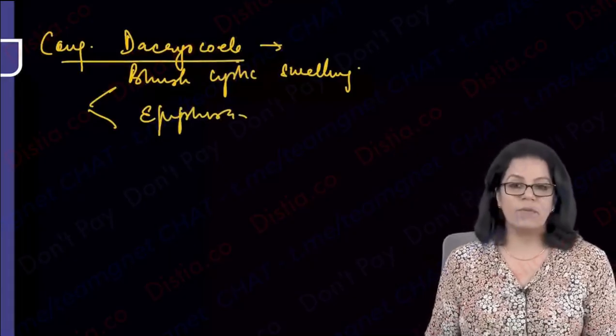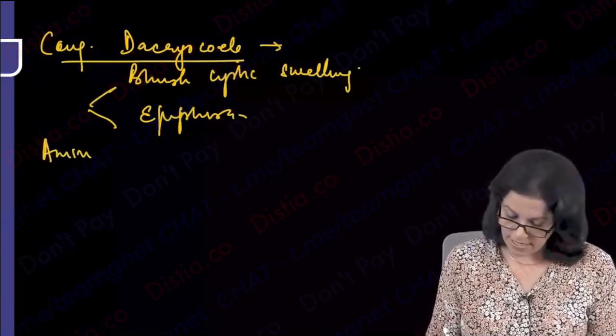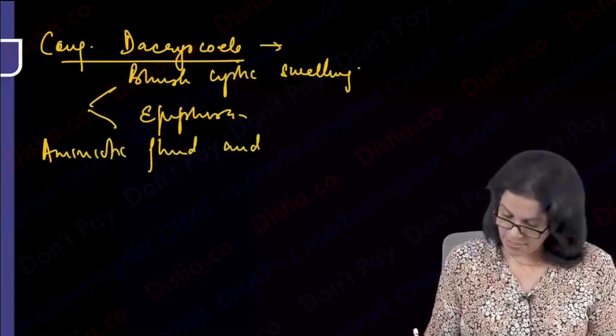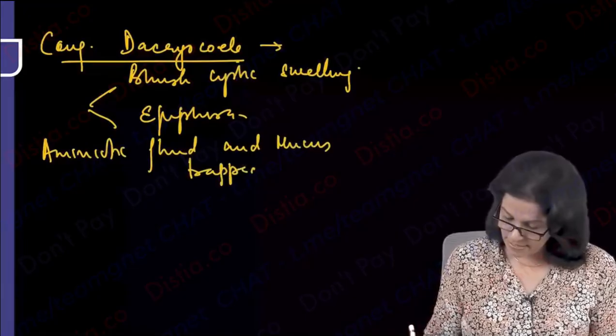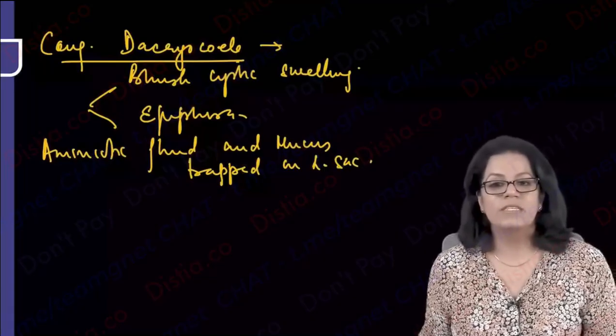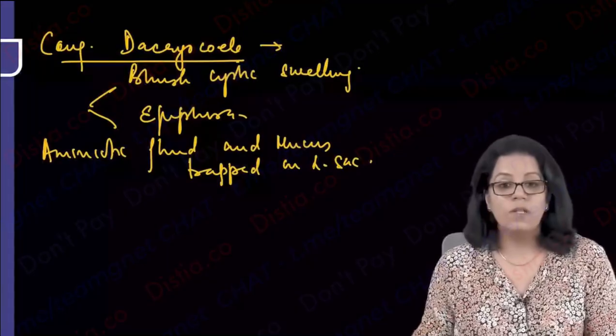So, why is it happening? I am repeating: amniotic fluid and mucus is trapped inside the lacrimal sac. Okay, so this is the cause of congenital dacryocele. How will you manage it?